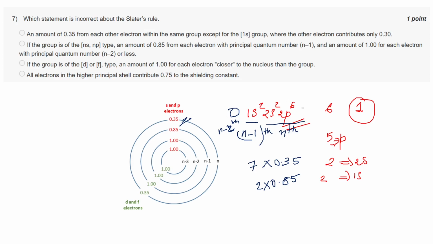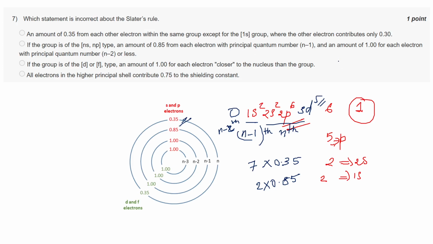If I had something like 3d5, and I want to look at the effective nuclear charge for an electron in d, then in that case, for the same shell, I'll take 0.35 per electron. And for other shells, that is n minus 1, n minus 2, n minus 3, I'll take 1. That is Slater's rule.